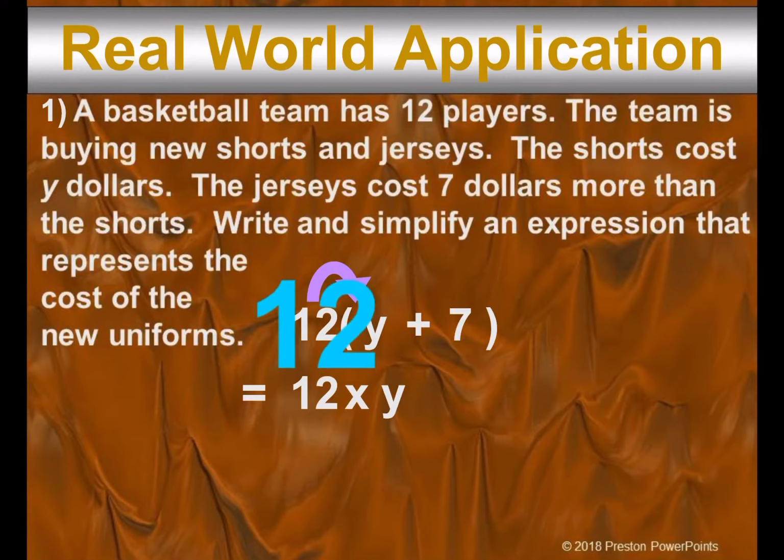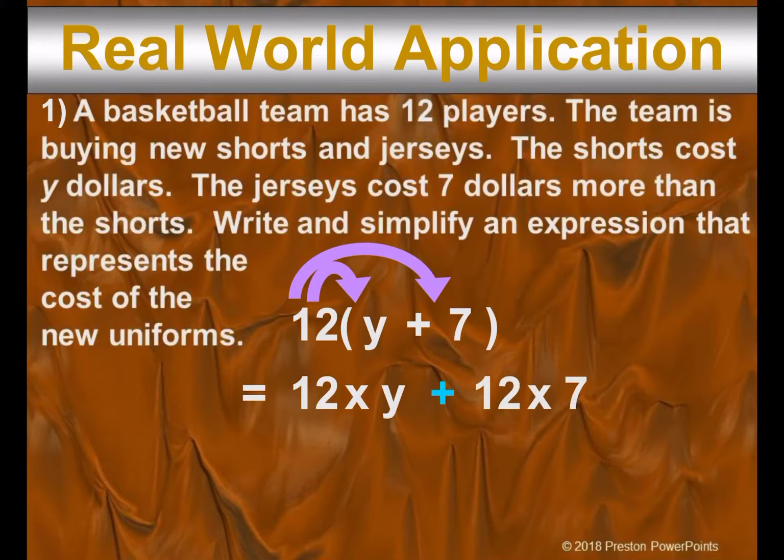And then remember, we need to distribute. And distribute is like we give that 12 to both the Y and the 7. We can't combine the Y and the 7 together. So we have 12 times Y plus 12 times 7 equals 12Y plus 84, because the 12 times 7 is 84. And we can't combine the 12Y and the 84 together.